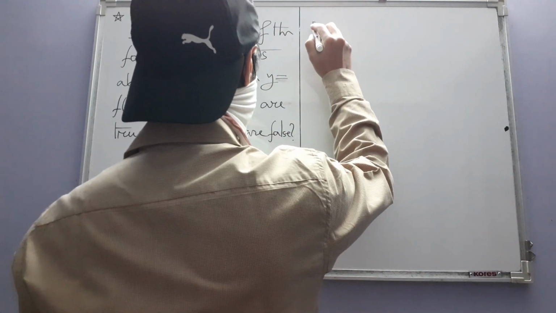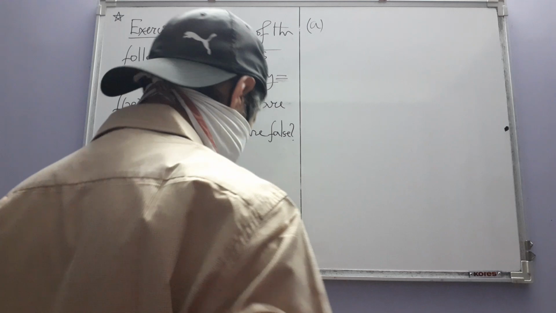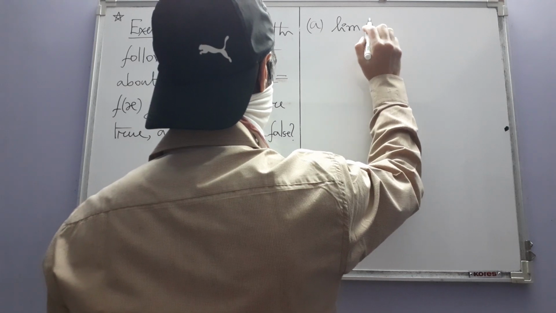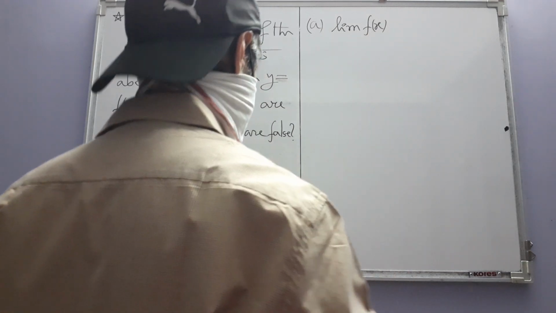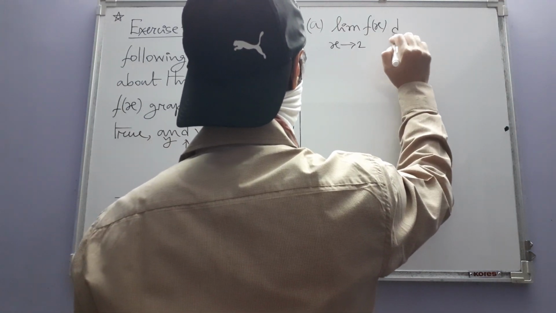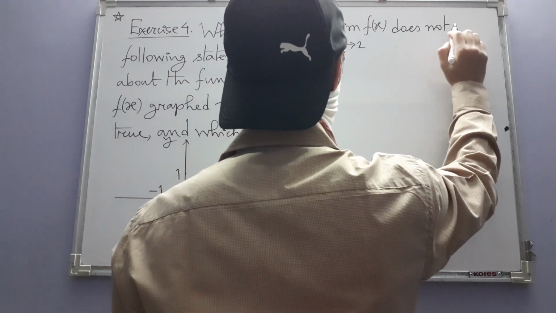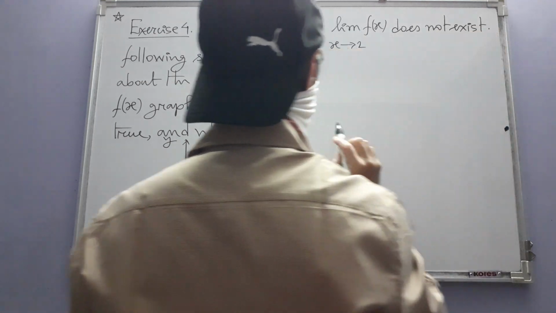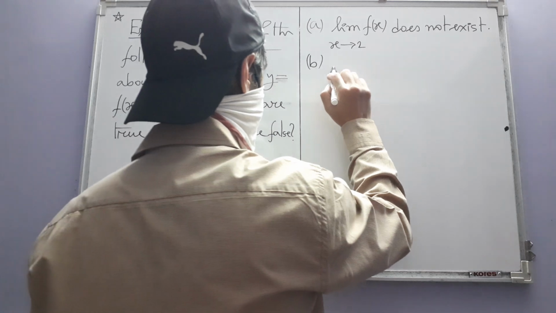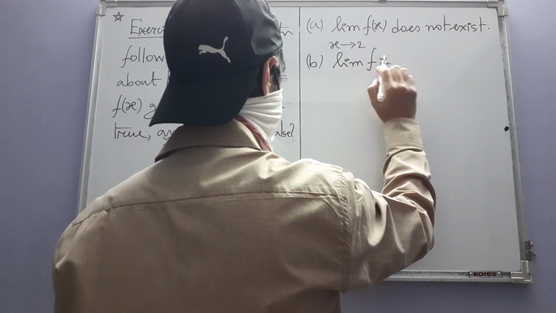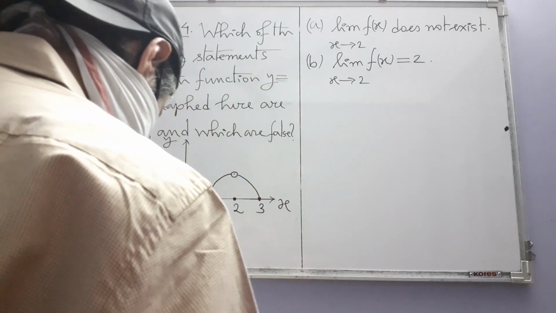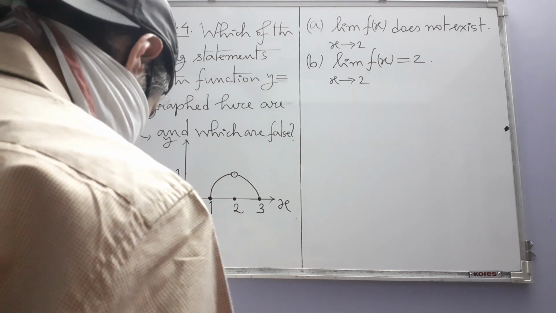Okay, so now the statements. A: the limit of f of x as x approaches 2 does not exist. Part B: this limit exists and has value 2. Okay, so A and B cannot simultaneously be true.